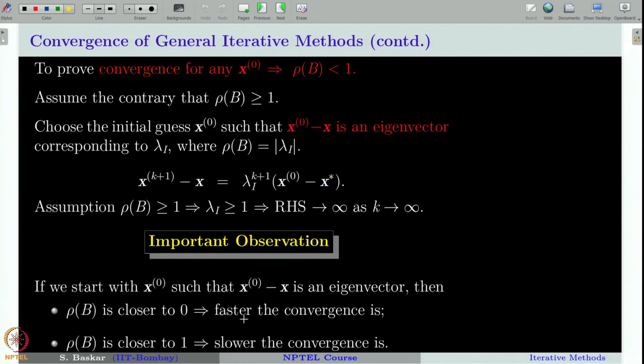On the other hand, if the spectral radius, that is in this case lambda I, is very close to 1, then the convergence is going to be very slow. You can see directly from here, right? As k tends to infinity, the convergence is happening because this term is going to 0 as k tends to infinity if lambda I, which is nothing but your spectral radius, is less than 1. If it is very close to 1, the convergence will be very slow. If it is very close to 0, then it goes much faster, right? So, that is a clear observation from here. And in fact, it holds for any choice of x naught also.